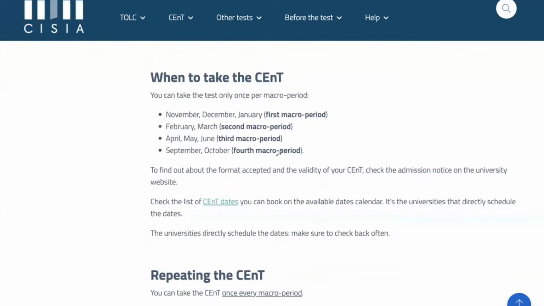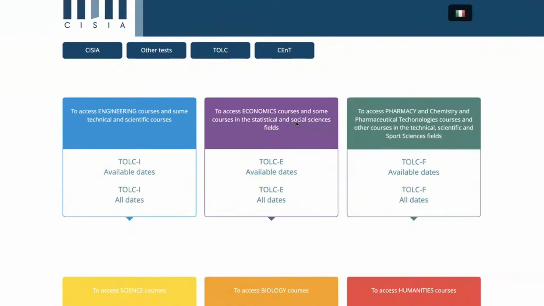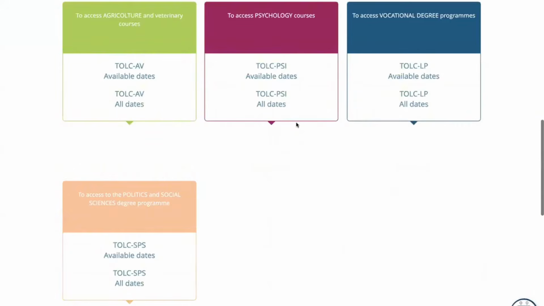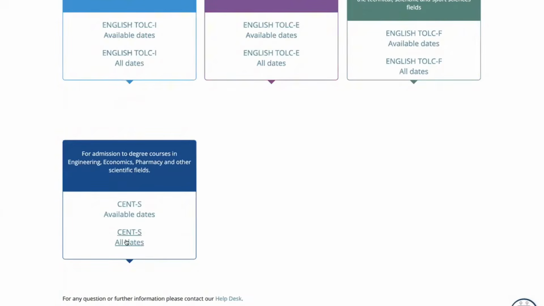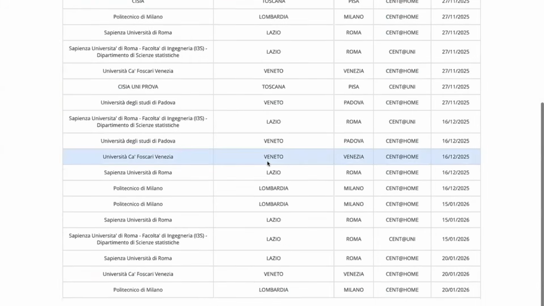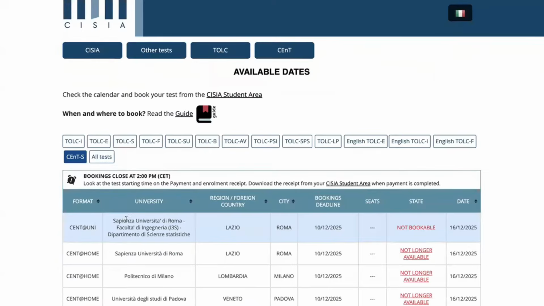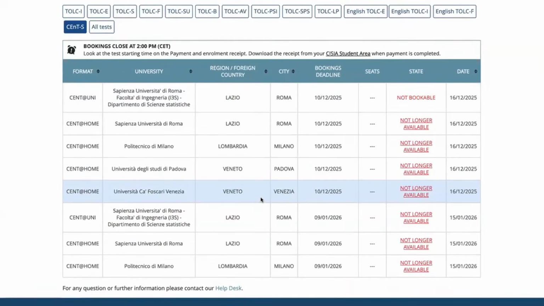All right, and here are the dates, by the way. Let me see. I think this is a link for... All right, should be here.